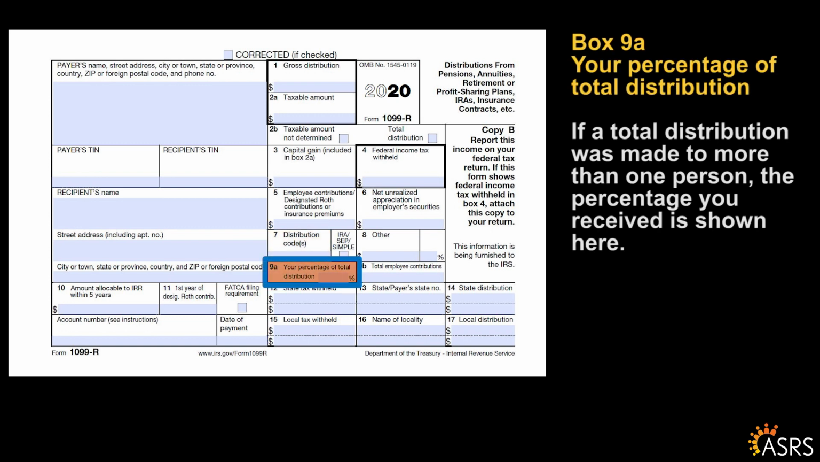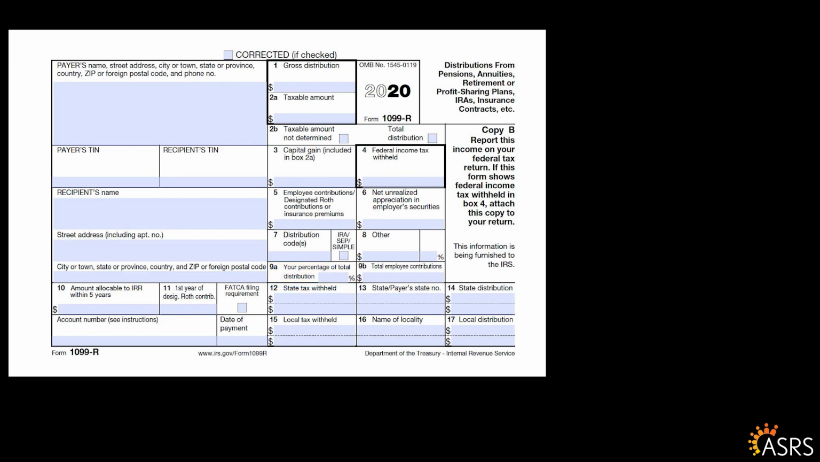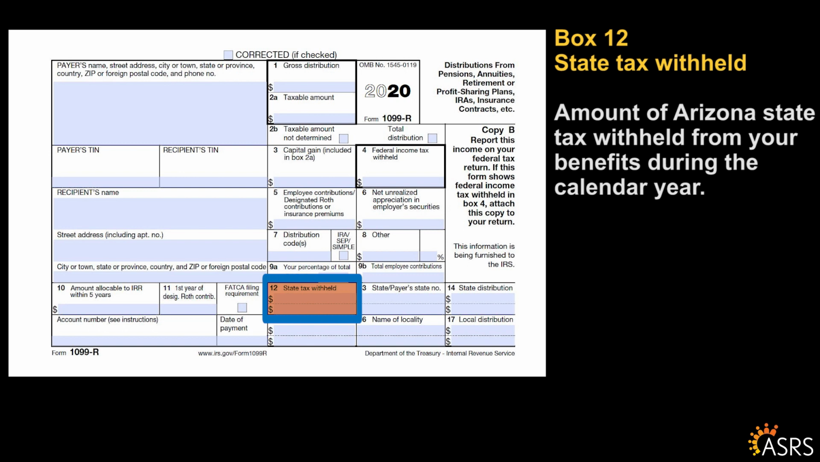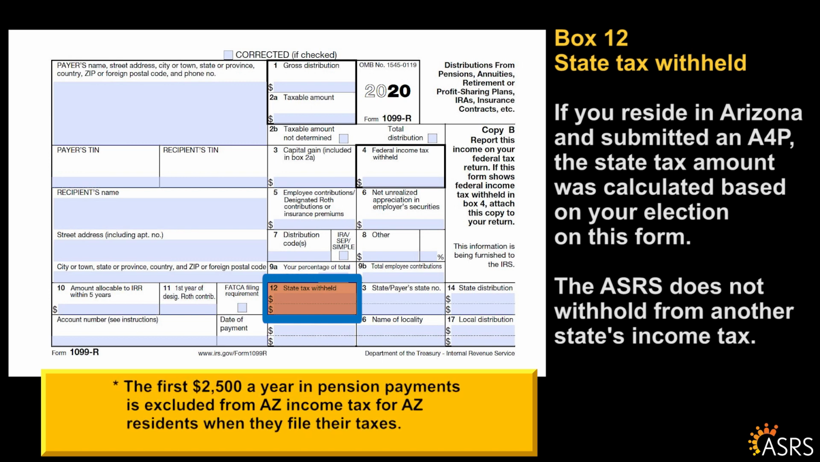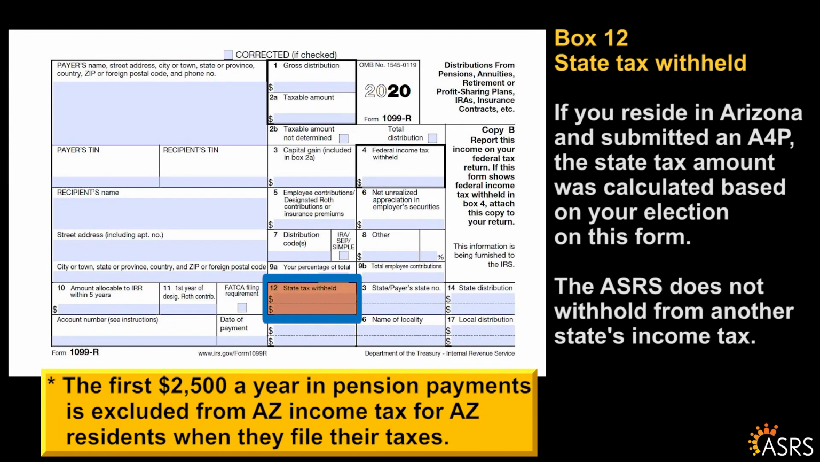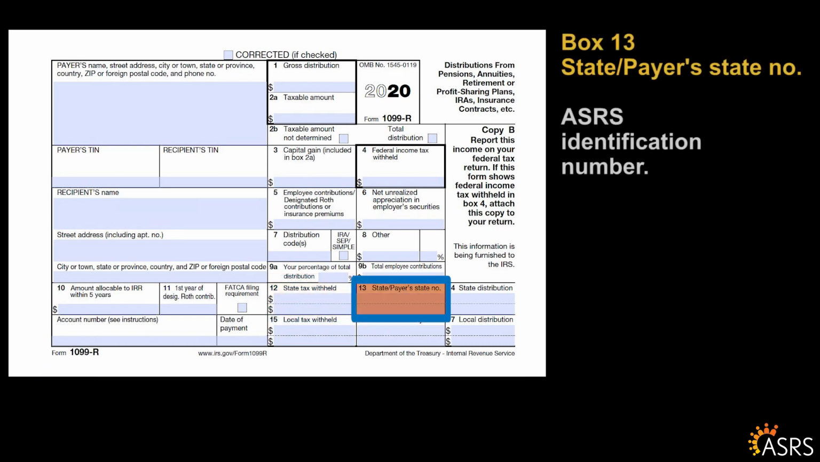Box 9A, percentage of total distribution. If a total distribution was made to more than one person, such as a domestic relations order settlement or a beneficiary's settlement, the percentage you received is shown in 9A. Box 12, state tax withheld. This is the amount of Arizona state tax withheld from your benefits during the calendar year. If you reside in Arizona and submitted an A-4P for the ASRS to withhold state taxes, the total of all the monthly amounts are shown here. The ASRS does not withhold from another state's income tax. If you received a partial lump sum paid to you, the mandatory Arizona state withholding was 5% of the full amount. Box 13, state payer's state number, is the Arizona State Retirement System's identification number.